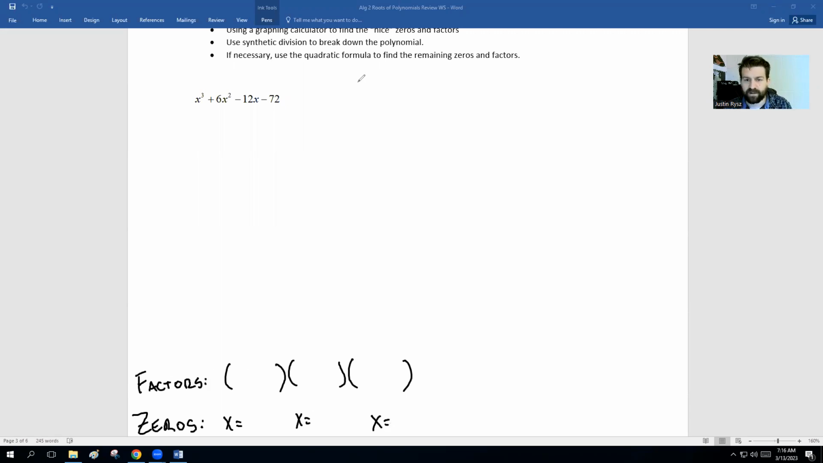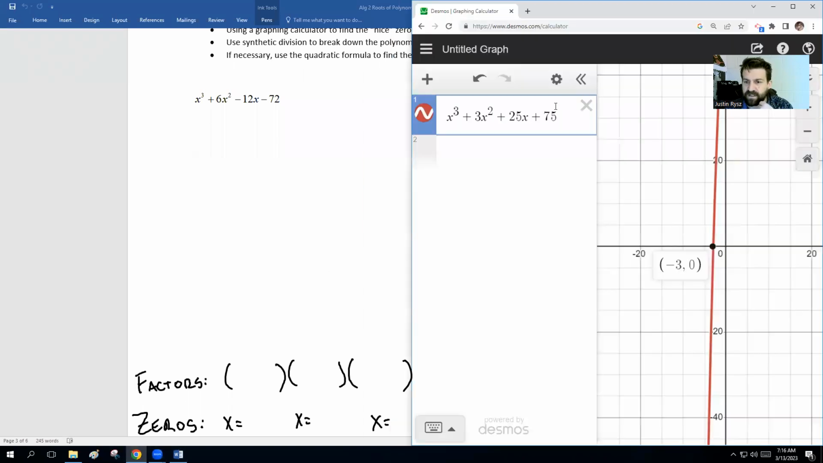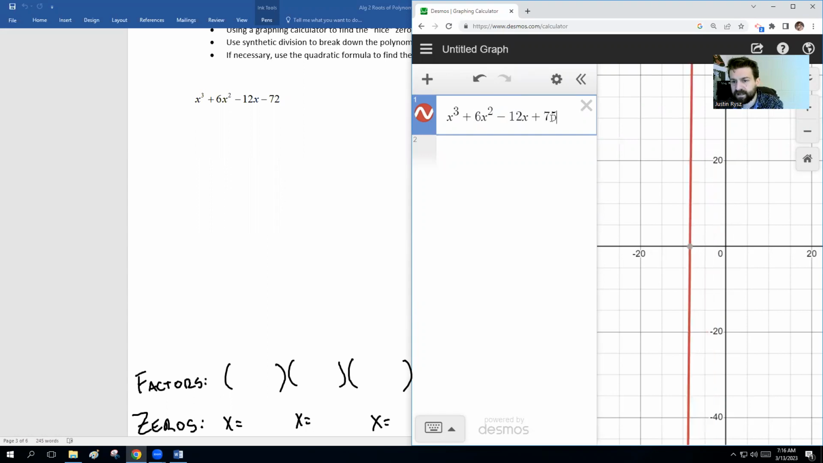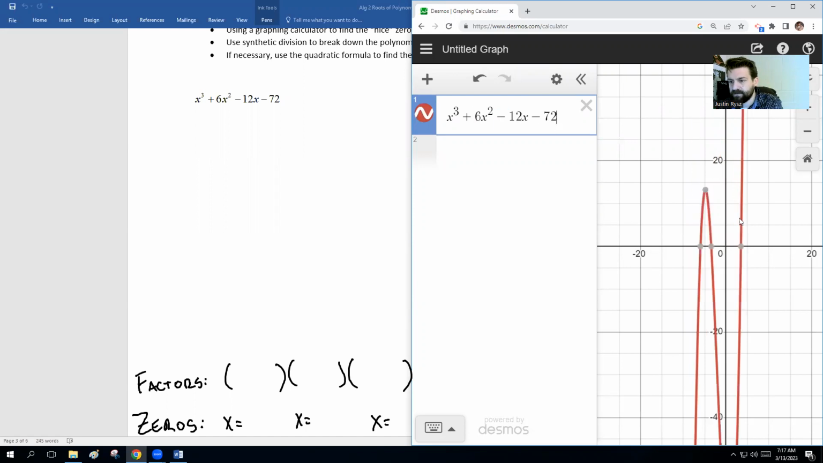Okay, so let's plug this into Desmos. Let's try to find the nice one. All right, Desmos time. We've got x cubed, but let's change this to a 6x squared, a minus 12x, and a minus 72. Okay, now this crosses three times, but we can see only one of those answers comes out nice, and I don't even know what that would be as a fraction. So only looking at the nice answer of negative 6.